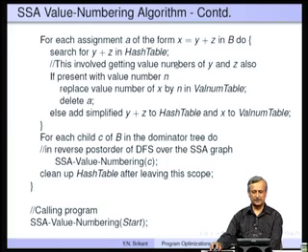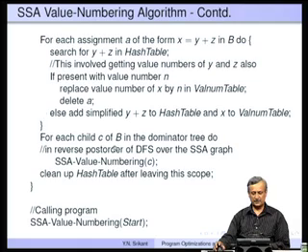What do you do for assignments? If it is x equal to y plus z, search for y plus z, that is, take the value numbers of y, z, apply a hash function and search the hash table. If it is already present with value number n, then replace the value number of x by n in the val num table and delete the assignment. I showed this. If there is an expression already defined, we do not have to keep the copy later. Otherwise, add the simplified y plus z to the hash table and x to the val num table. So, this is as before.